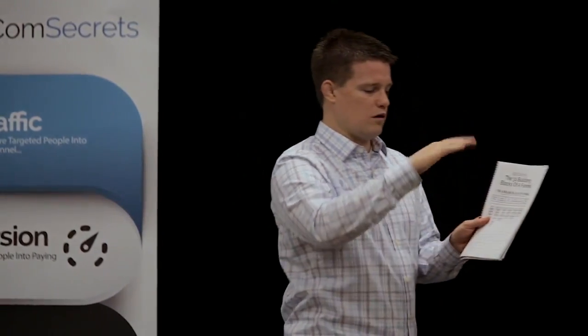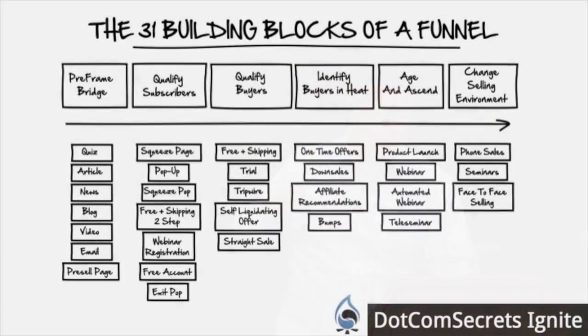And I'll show you this in the next session, but we can do multiple upsells and downsells. It doesn't have to be just one, but it's always one of those four things. Now, after we've got them in the process and identified the buyers in heat, we finished our first date, we both went home. Now it's time for courting the relationship. I'm going to age and ascend the relationship through a bunch of different things: product launches, a webinar, an automated webinar, teleseminars, a whole bunch of different ways to do that.